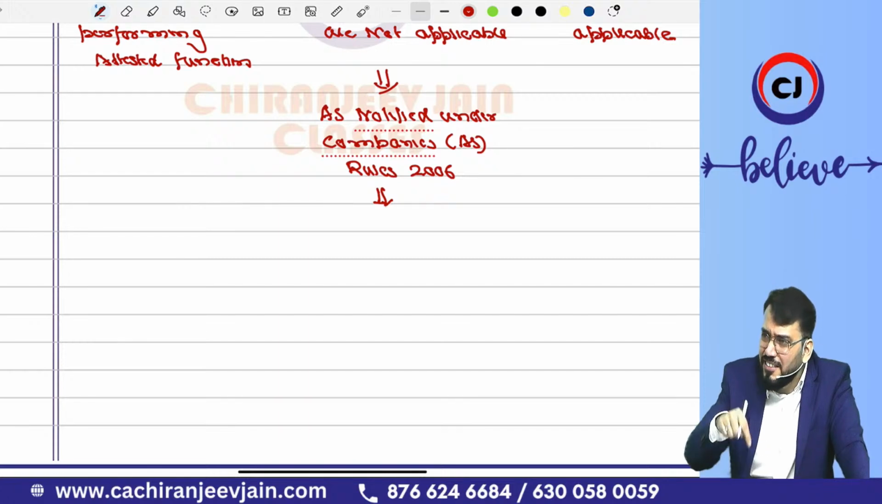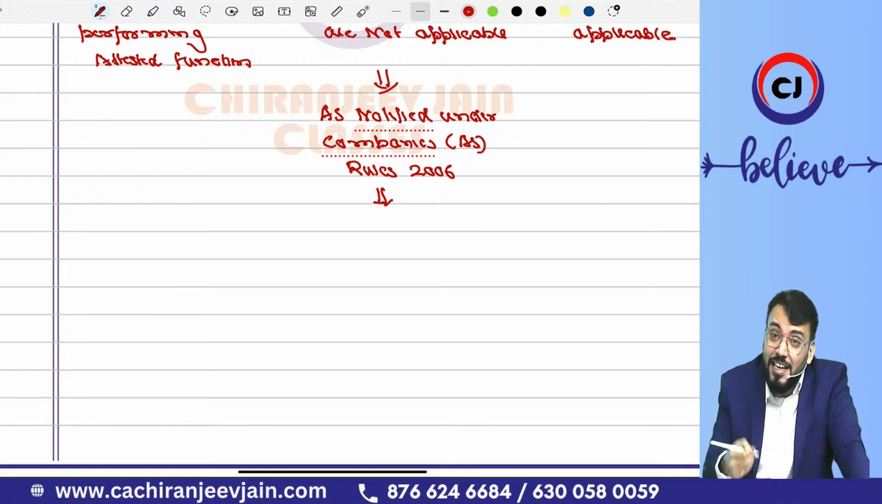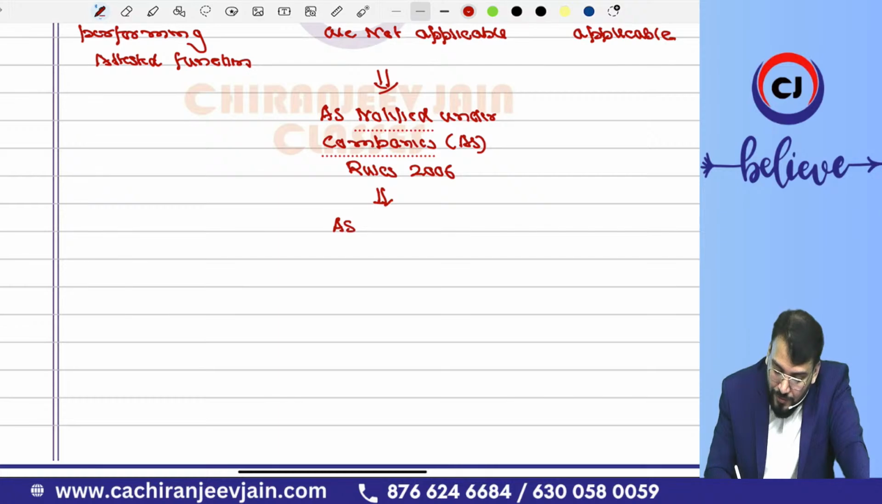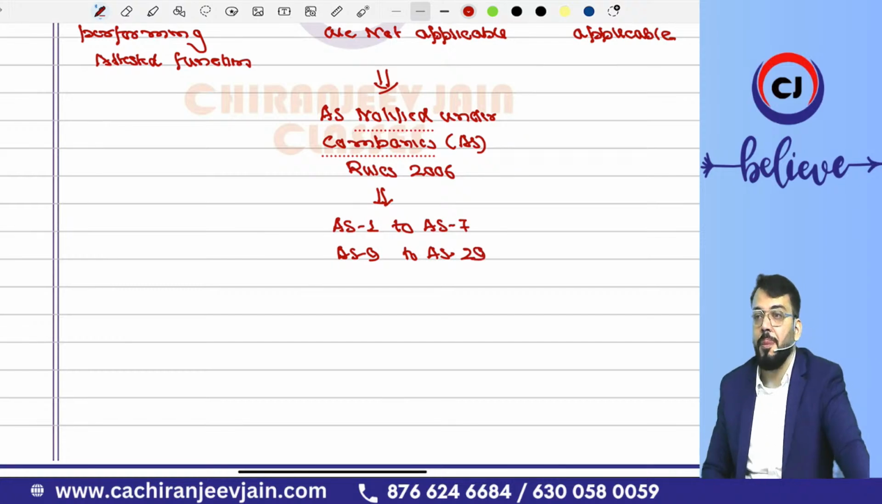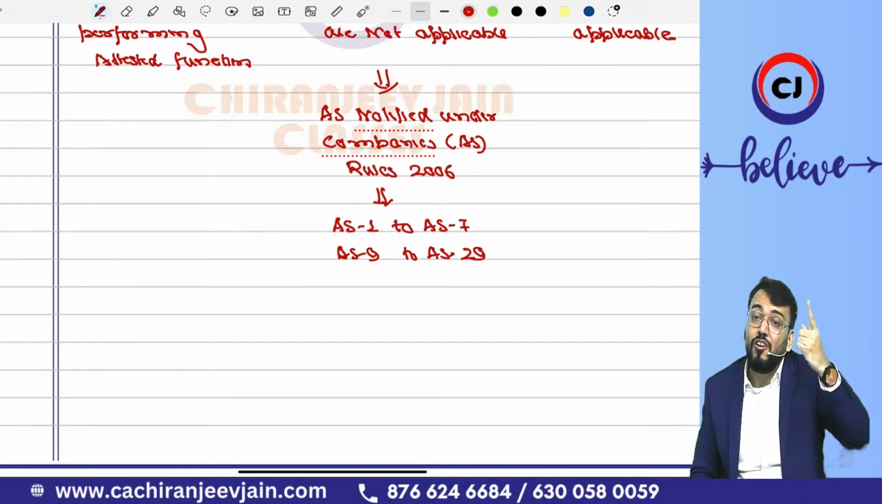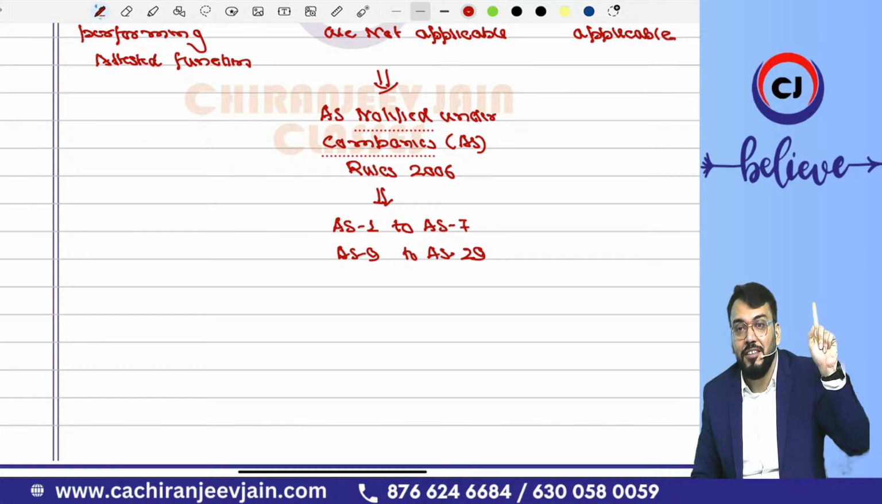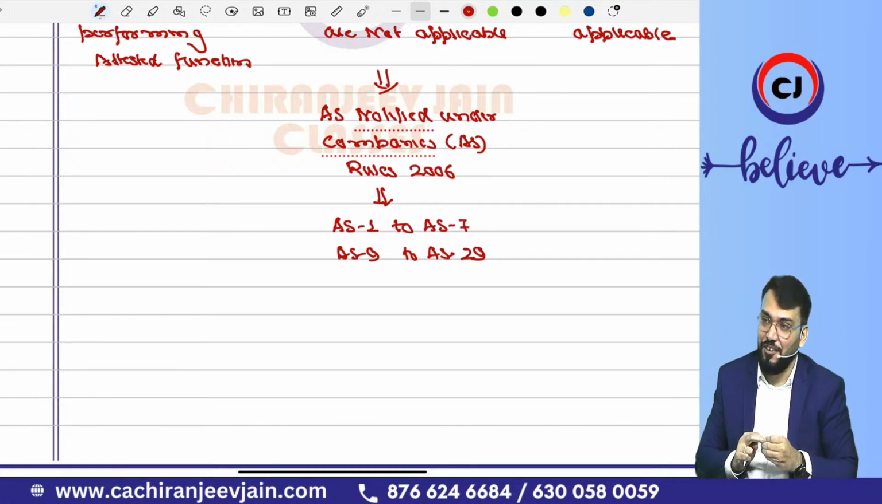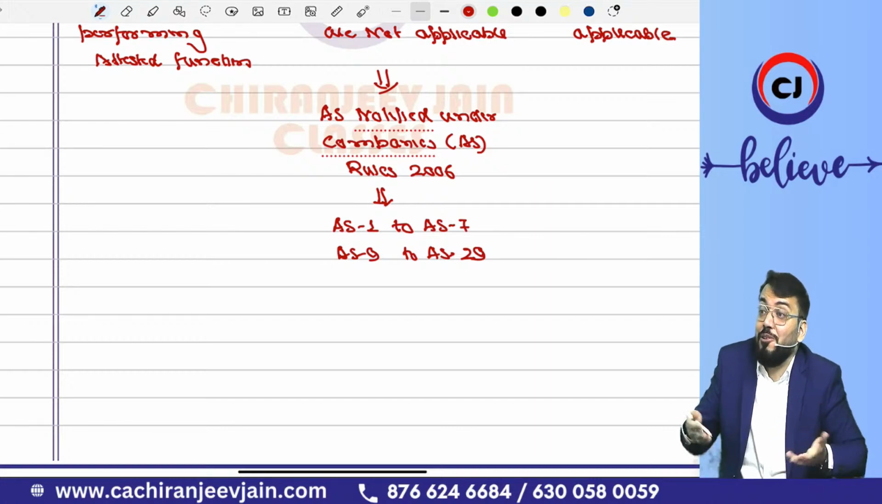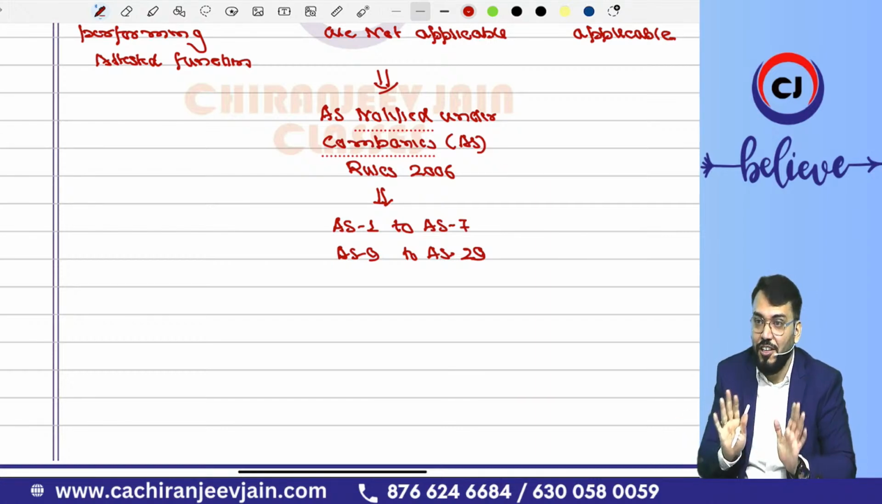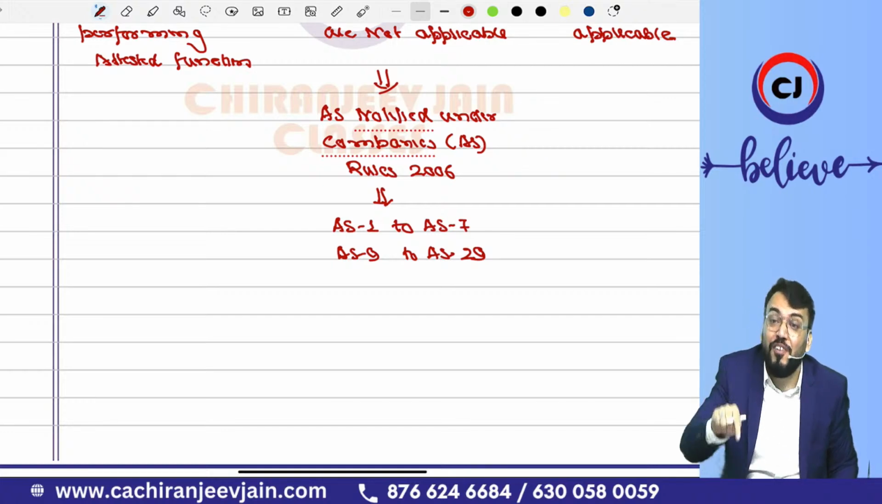Till now, how many AS are notified? Whatever you have done in CA Inter, you have done this. So what AS are notified? AS1 to AS7, then AS9 to AS29. Before 2006, AS8 was deleted. Therefore, that was not notified. So AS8 was never notified. These were the accounting standards which were notified under this rule.